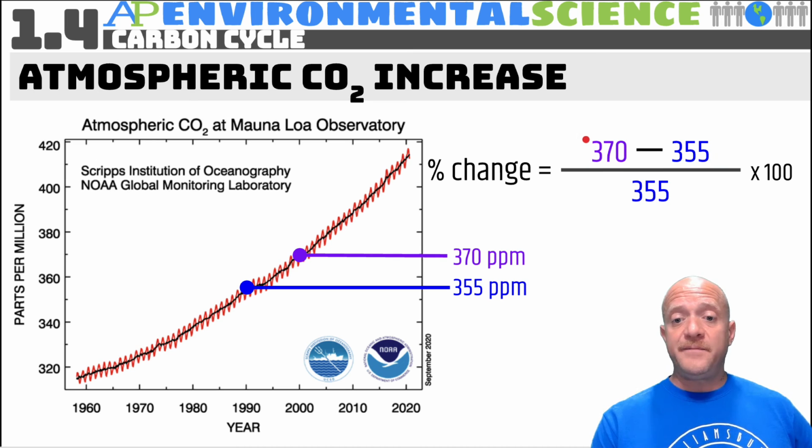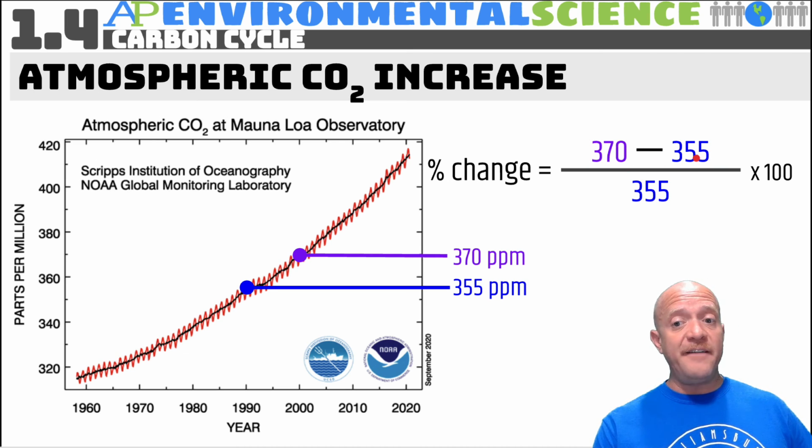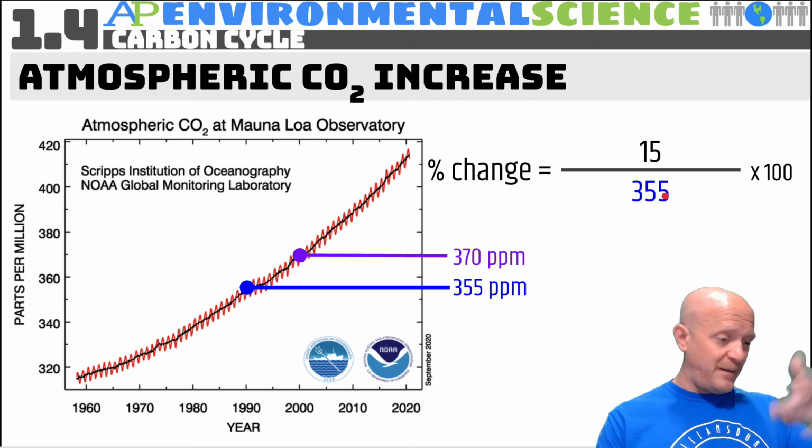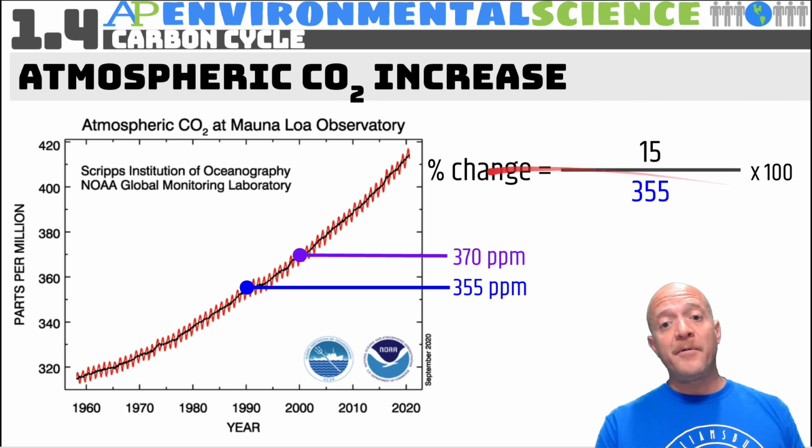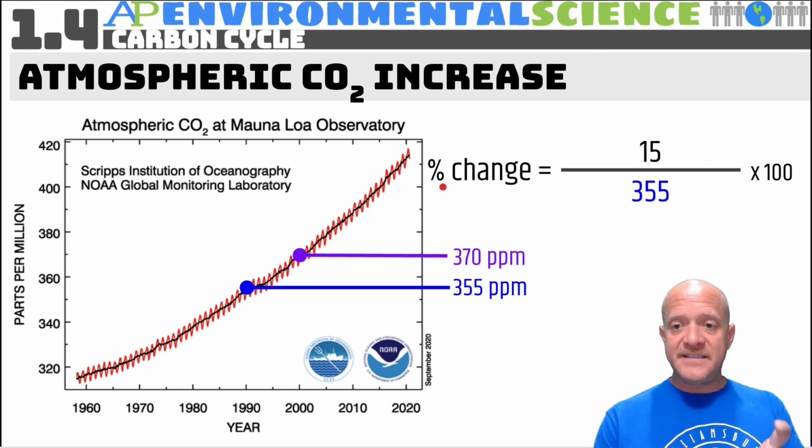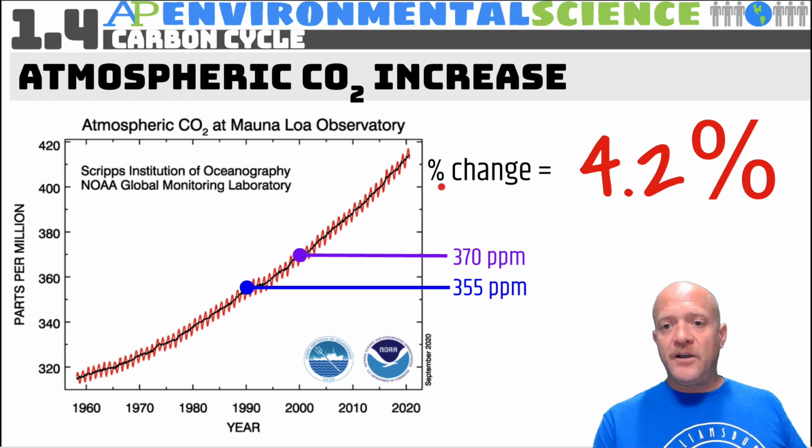So we'll plug in the numbers. 370 minus 355 divided by 355 times 100. So you're going to do this subtraction first, and you'll get 15. So when you take 15 divided by 355, you get 0.042 and so on, times 100. Remember, it's percent change, percent multiplied by 100. The cent means 100. Okay, so when you multiply by 100, you get 4.2%. That is how much has increased between 1990 and 2000. And you'll see it's gone up ever since.